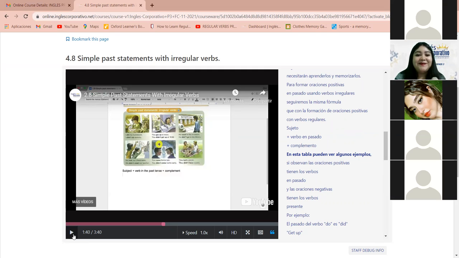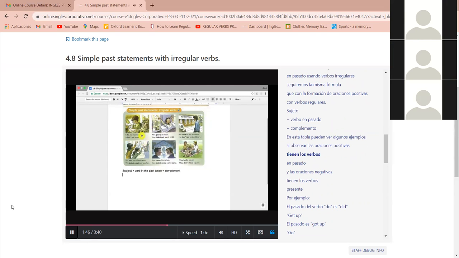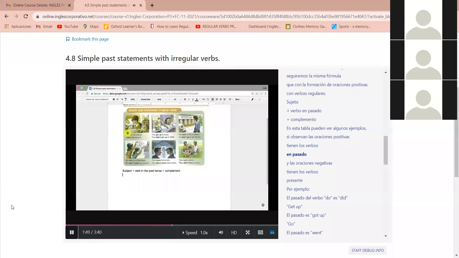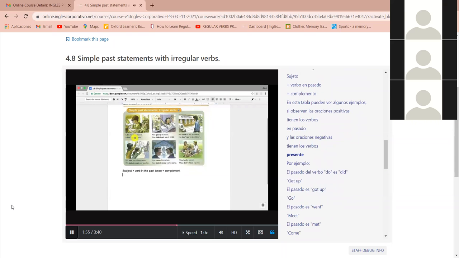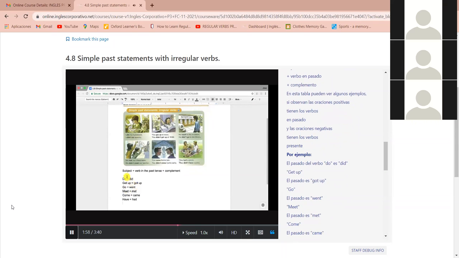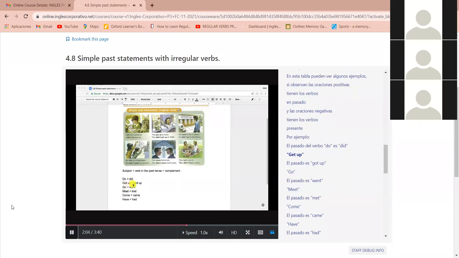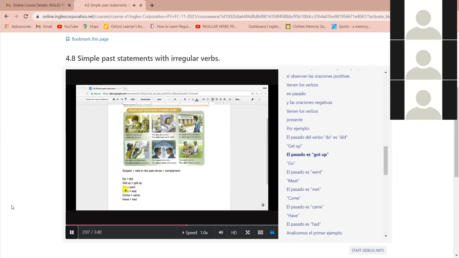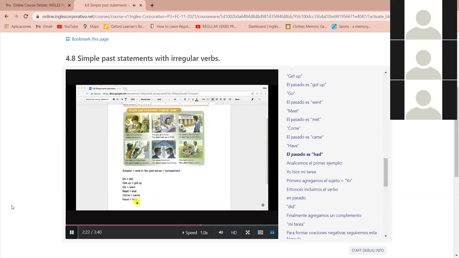Let's see what else do we have. You can see a few examples. If you notice, the positive statements have the verbs in the past tense. And the negative statements have the verbs in the present tense. For example, the past of the verb do is did. Get up, the past is got up. Go, the past is went. Meet, the past is met. Come, the past is came. Have, the past is had.